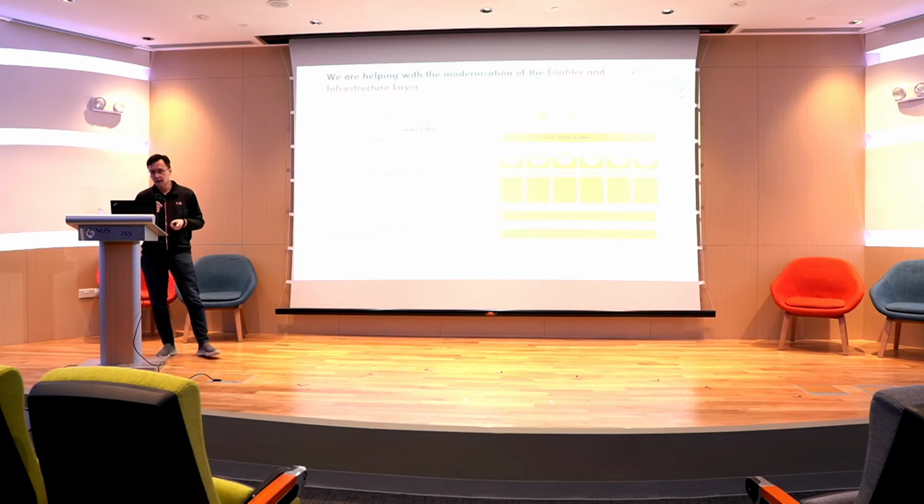Okay, so I've been talking much about the activities, what we do and what our deliverables are in the Chief Architect Office. This slide expands further. From all these activities that we do, what is our goal, what do we want to achieve? We are helping with the modernization of the enabler and infrastructure layer. If you look at this diagram, this is a high-level tech stack that we have for healthcare. The principle behind this is that we have multiple layers of tech and solution stacks.